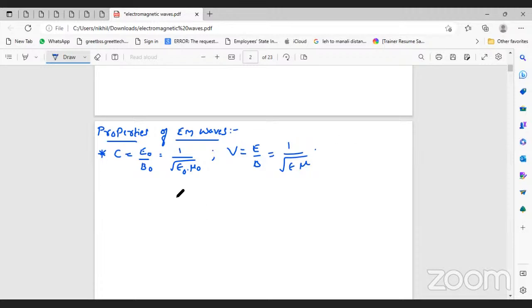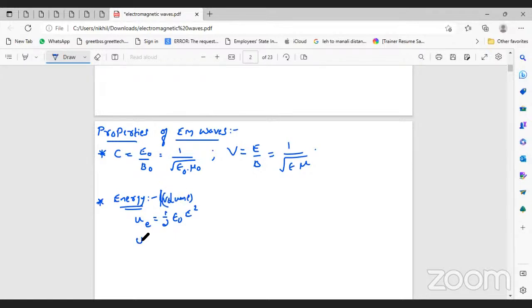Now, let us take up the second important property, that is energy. Let us talk about the energy of the electromagnetic wave. The energy density due to the electric field is given by half times epsilon naught into E squared. I'm talking about energy per unit volume, that is nothing but energy density.